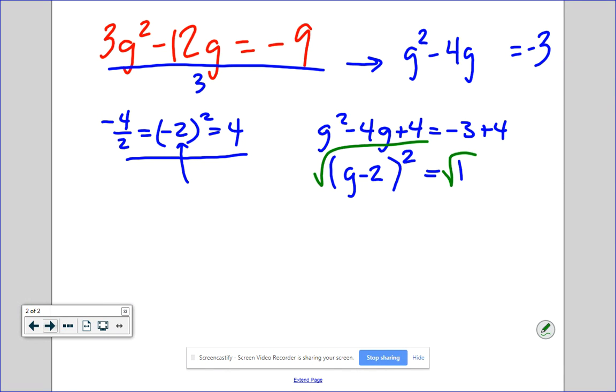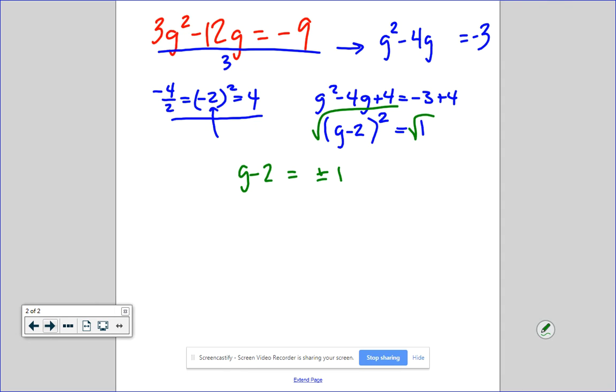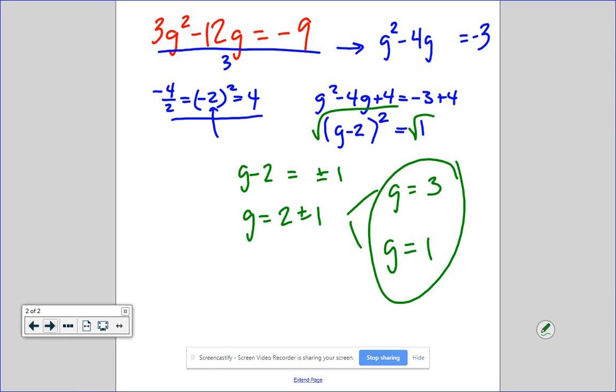Square root. I get g minus 2 equals, I drew the square root, so the right side becomes plus and minus 1. Because again, it's a quadratic, you should always get 2 answers. So g equals 2 plus and minus 1, so g equals 2 plus 1, 3, 2 minus 1. Wait, why is it positive 2? Because I added 2 over.